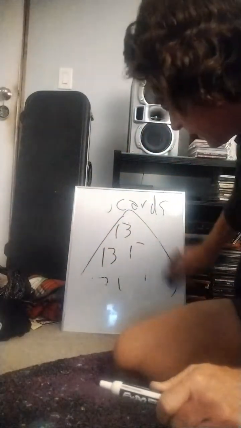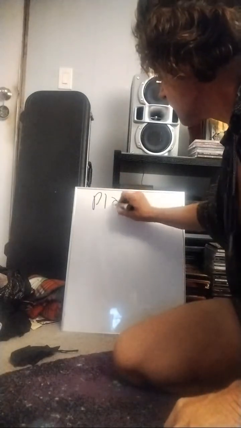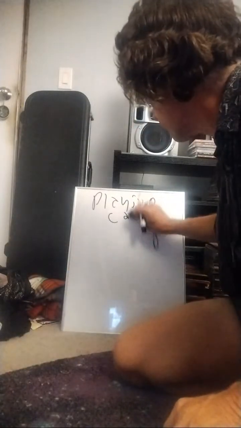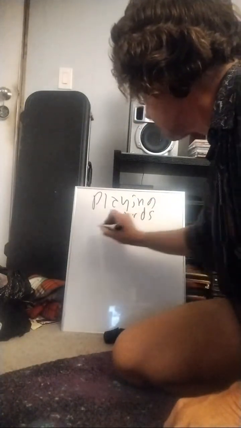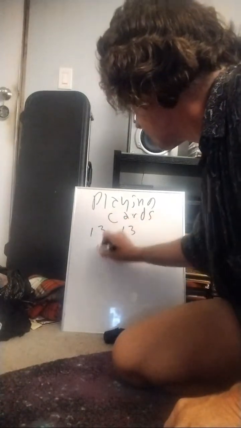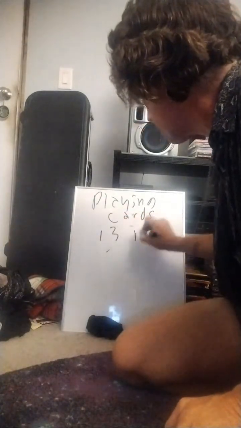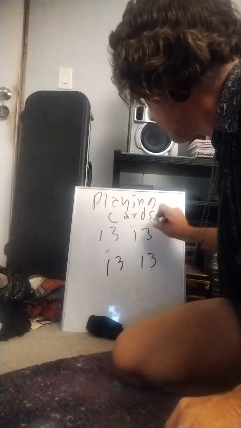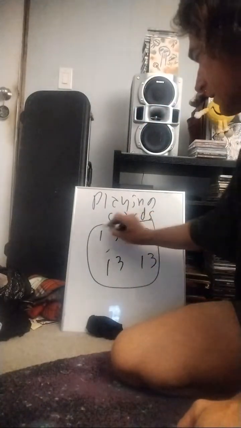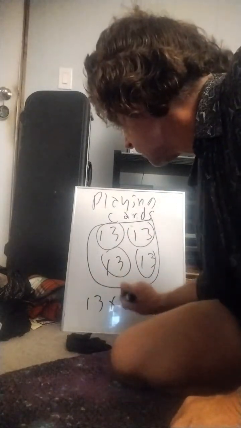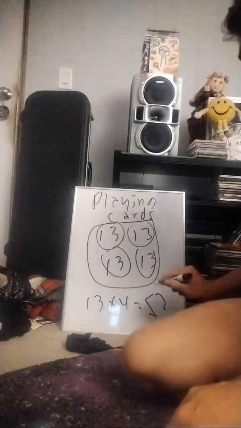So just to recap, in case you want to hear it one more time, and then I'll be done. Playing cards: 13, 13, 13, 13. I'm running out of room, that's why I'm writing so small. A square of 13s, which is 13 times 4, which is 52. So there's that.